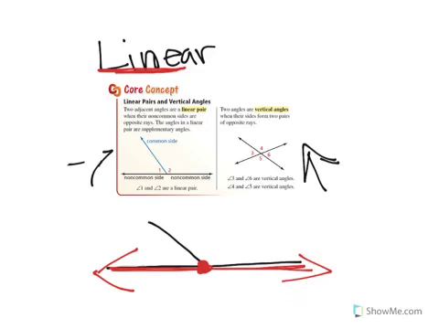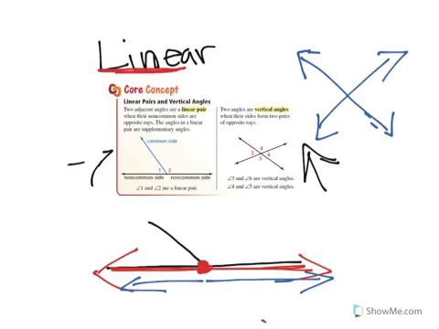And the angles are a linear pair. They are supplementary, so that means they add up to 180 degrees. Okay. Vertical angles are formed by two intersecting lines. They're not going to be the angles that are right next to each other, because those are adjacent angles, but they are going to be across from each other.